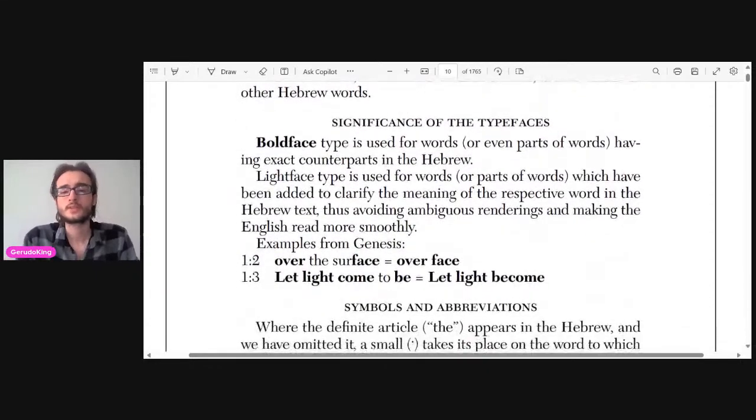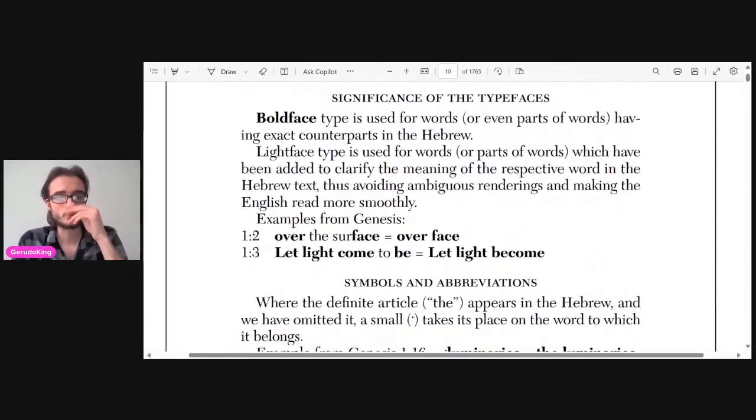Then we have the significance of the typefaces. This is common for those of you who have read the Concordant Version of the Old Testament. The boldface type is used for words having exact counterparts in Hebrew. The lightface type is used for words which have been added to clarify the meaning of the respective word in the Hebrew text, thus avoiding ambiguous renderings and making the English read more smoothly. Examples from Genesis 1:2 will say over the surface, which is just over face in Hebrew, and let light come to be, or let light become in Genesis.